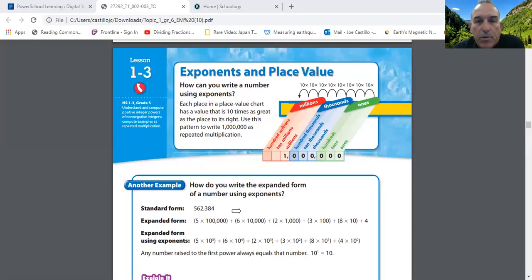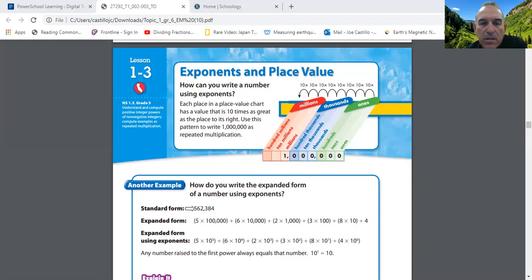This will be part 2 for our exponents. I am on page 10. This is still topic 1, lesson 3 on exponents. I want to look at it a different way. If you can see, let's look at exponents in expanded form.